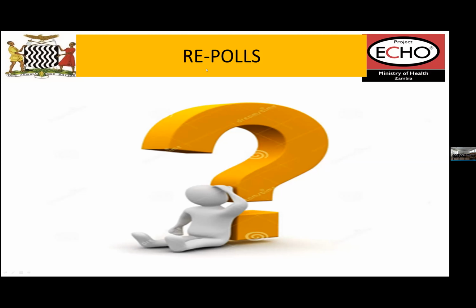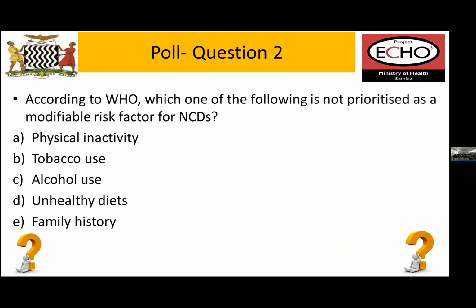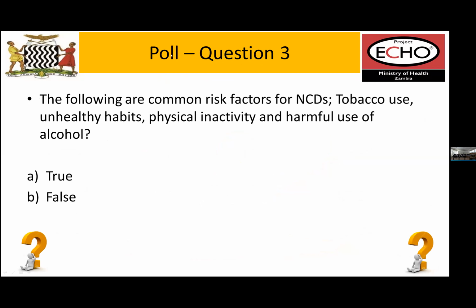We'll end the poll here and share the results. Dr. Mwemba, take us through this one. The majority think that family history is the answer. Thank you so much. Yes, family history is the answer. We can't do anything about family history. If you are genetically predisposed to cardiovascular disease, that we can't modify. We can only modify it by the other four factors mentioned in that question, but not family history. We can't modify the genes, unfortunately, and that's the correct answer. Okay, thank you. We'll go to the third poll question.